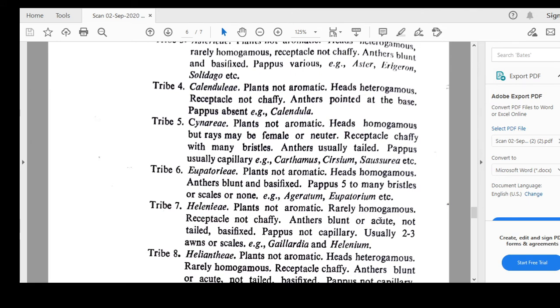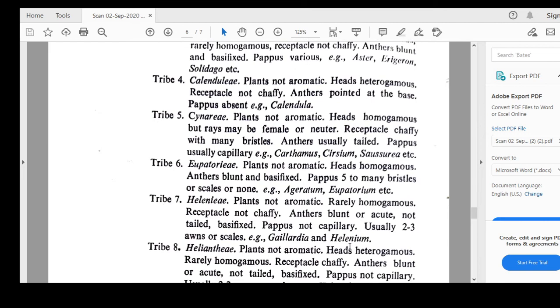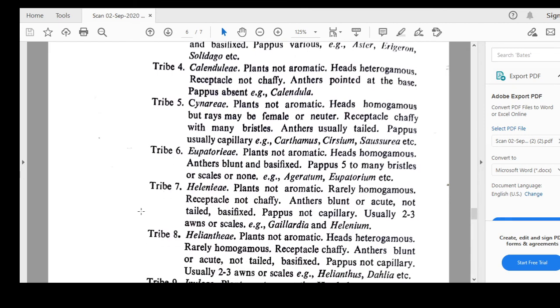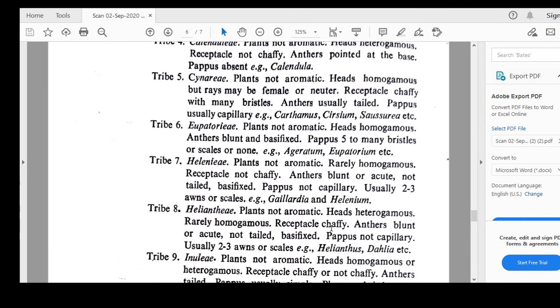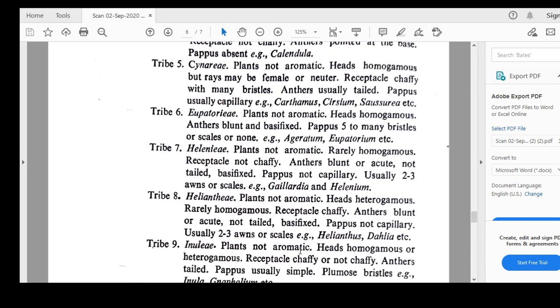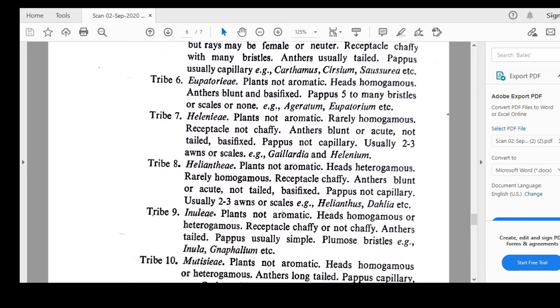Type 7, Helenieae, plants not aromatic, rarely homogamous, which means they are mostly heterogamous. Pappus not capillary. Example, Gaillardia, Helenium. Heliantheae, plants not aromatic, heads mostly heterogamous. Example, Helianthus, Dahlia, etc., which are very popular ornamental plants.